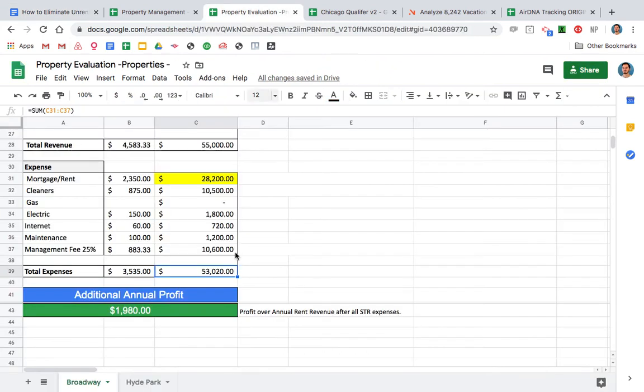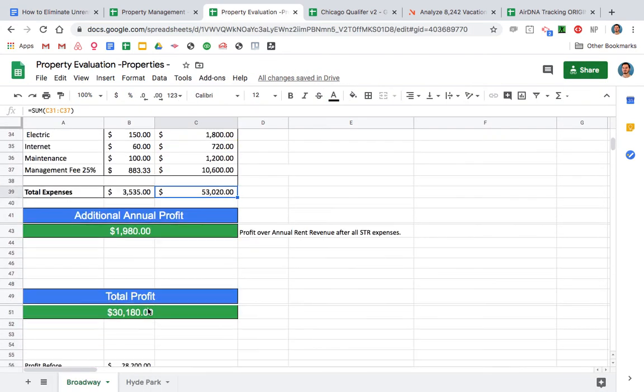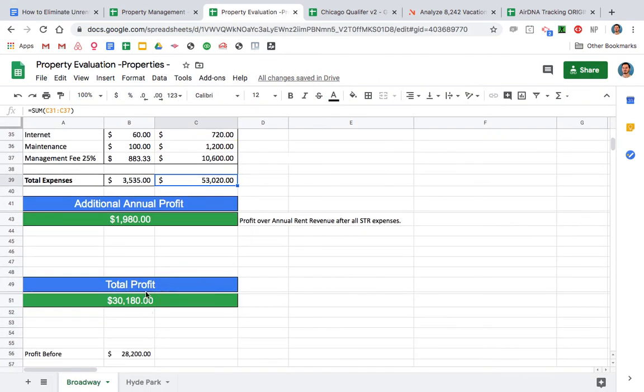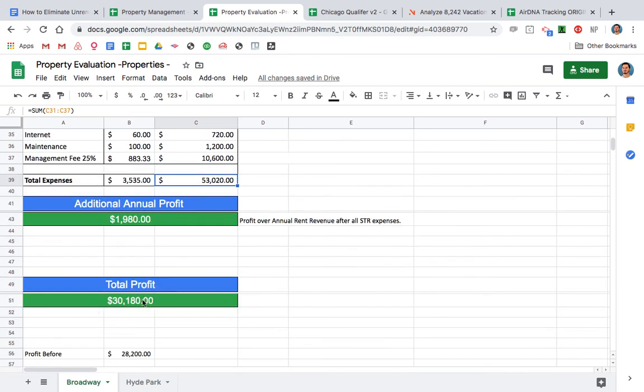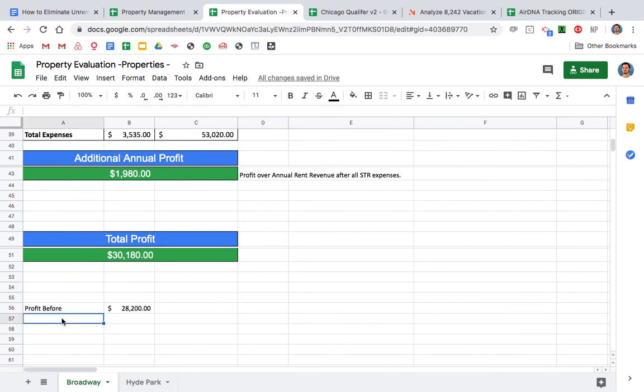money, okay? So the true new total profit is going to be 30,180. That's this additional amount plus the rent. So the landlord is now walking away with a total of $30,180, right? On an ongoing basis. Now his profit before, just to quickly show you, was 28,000. Now he's making 30,000. The difference is that the 28,000 wasn't always achieved, and this one will be as long as we can hit the numbers, 30,000, right?